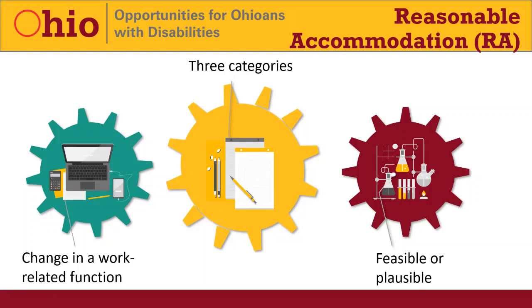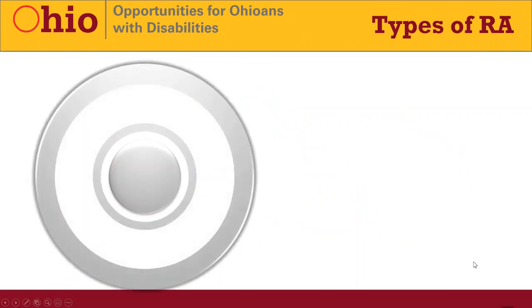Reasonable also means the accommodation does not cause an undue hardship, and so we will talk about that later and discuss how to assess undue hardship. That will be helpful because we know this is determined on a case-by-case basis.